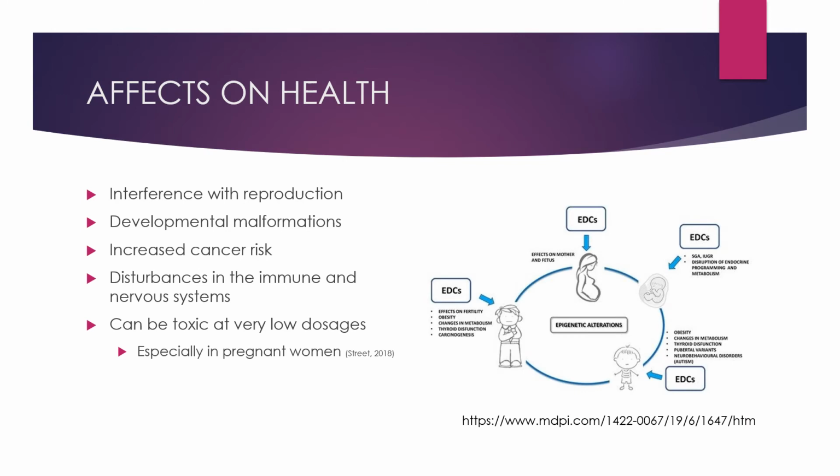So now we'll talk just a little bit more about the effects that endocrine disruptors can have on your health. So just like the type of endocrine disruptor and the places where you can find an endocrine disruptor, the effects on health are also quite numerous. Just to name a few, the first is interference with reproduction. Developmental malformations can be seen. An increased risk for cancer can be seen. Disturbances in the immune and nervous systems can also be seen.